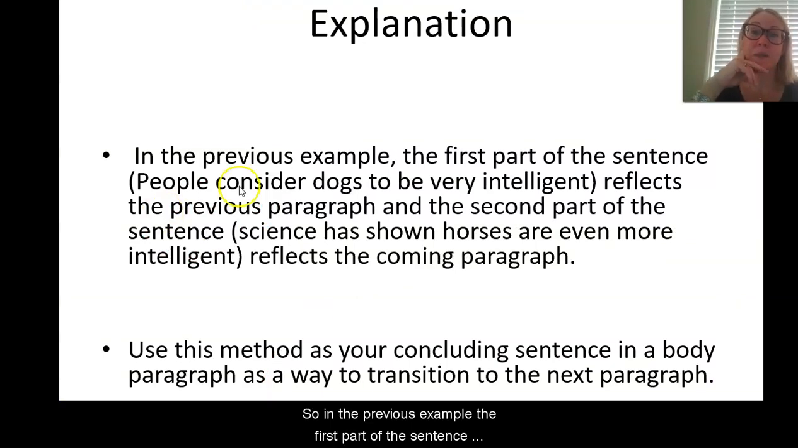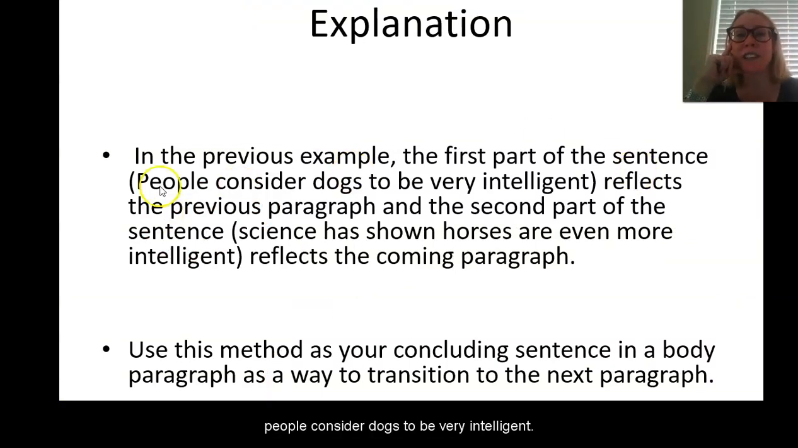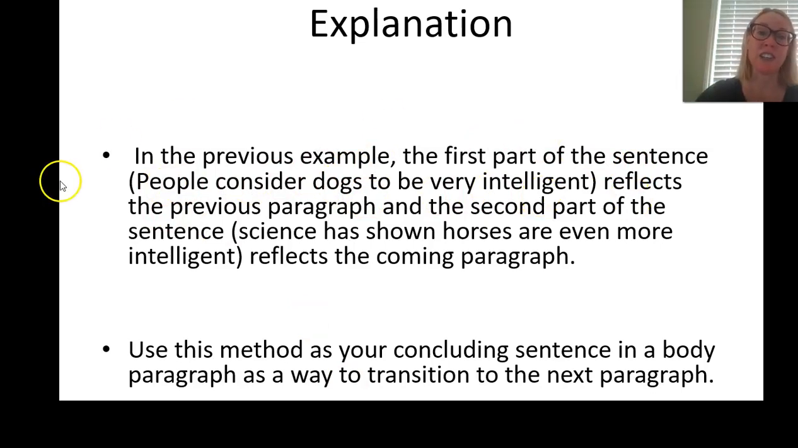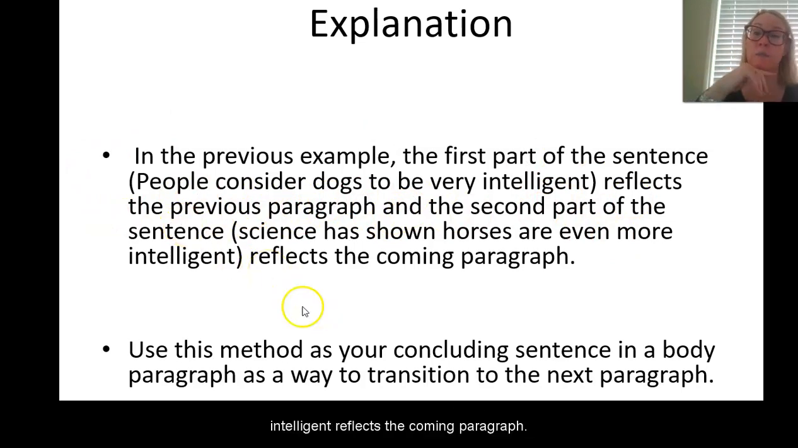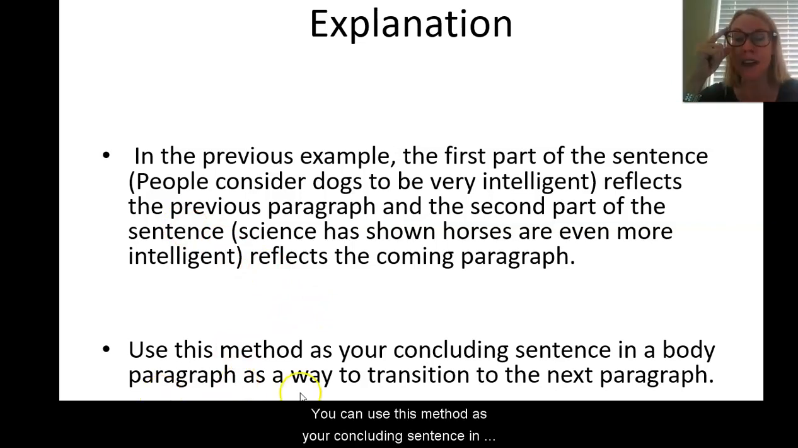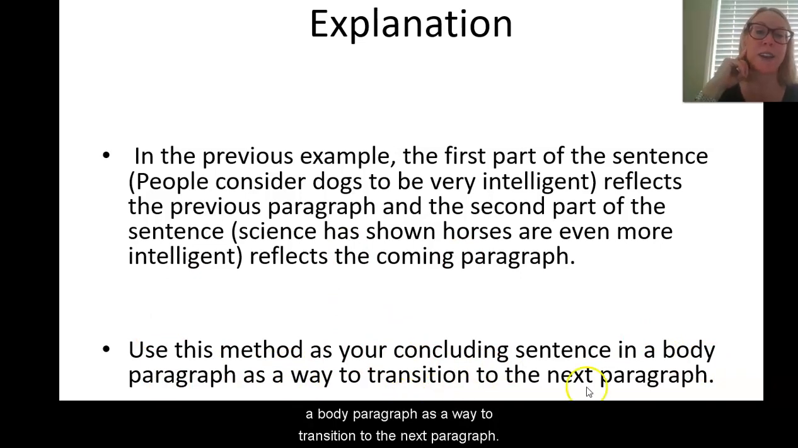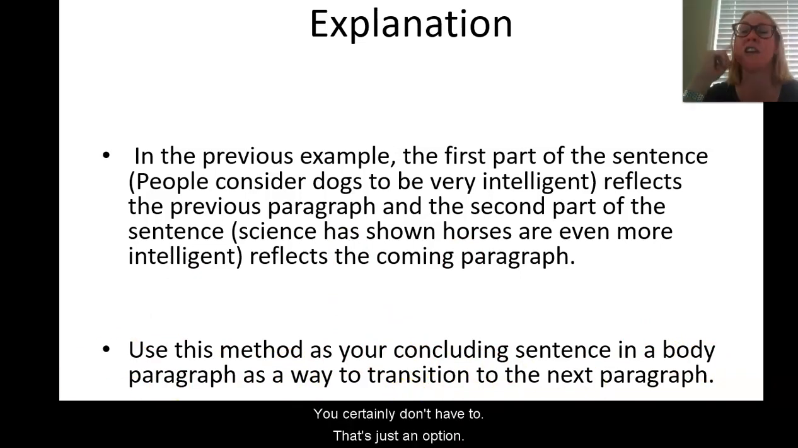All right, so in the previous example, the first part of the sentence, people consider dogs to be very intelligent, reflects the previous paragraph, and the second part of the sentence, science has shown horses are even more intelligent, reflects the coming paragraph. You can use this method as your concluding sentence in a body paragraph as a way to transition to the next paragraph. But you certainly don't have to, that's just an option for you.